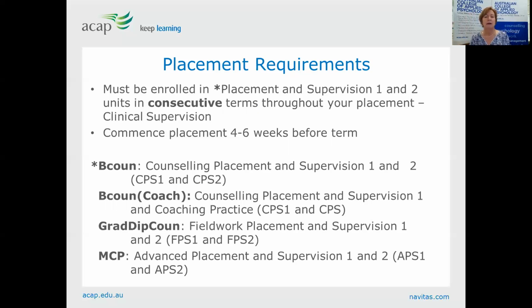You need to commence placement 4 to 6 weeks before term, and that's for the reasons that I've told you before. So you're all settled in and you know what you're doing and you started working with clients by the time you start your clinical supervision unit.